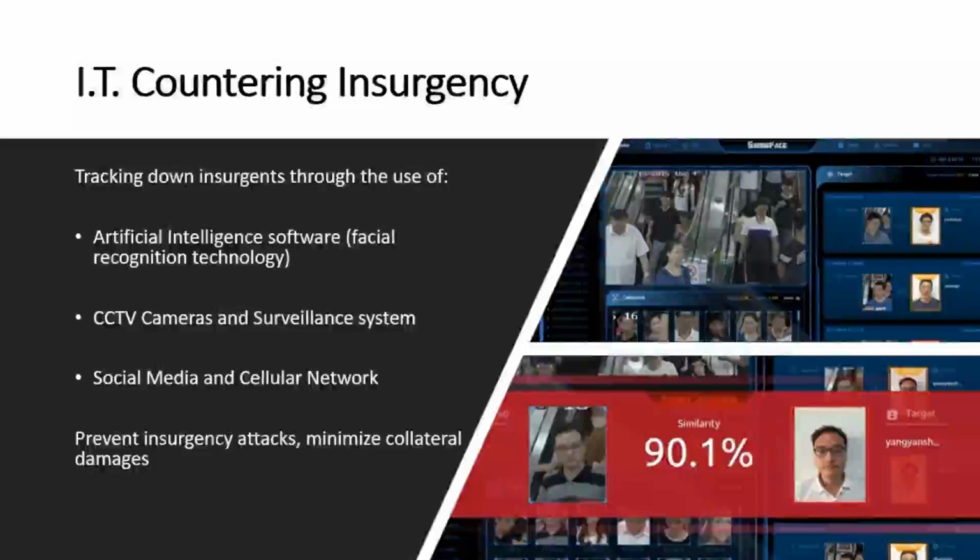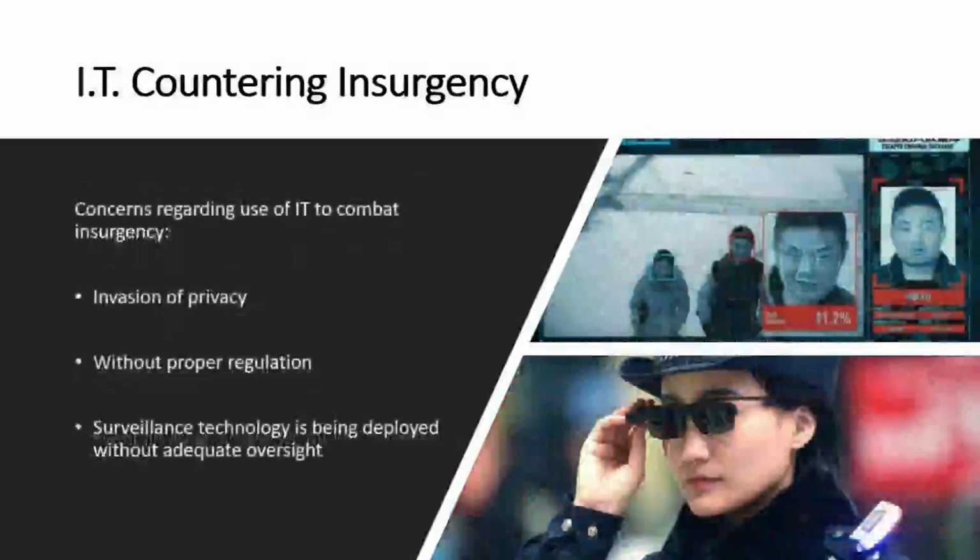Authorities are able to monitor and prevent insurgency through social media and cellular networks as well. For example, Europol, the European Police Agency, has worked with social media companies to identify and take down accounts that are associated with extremists and ISIS.